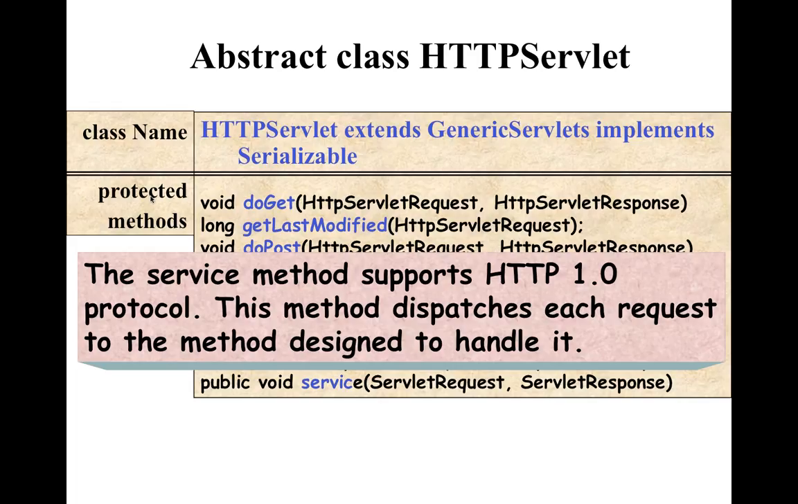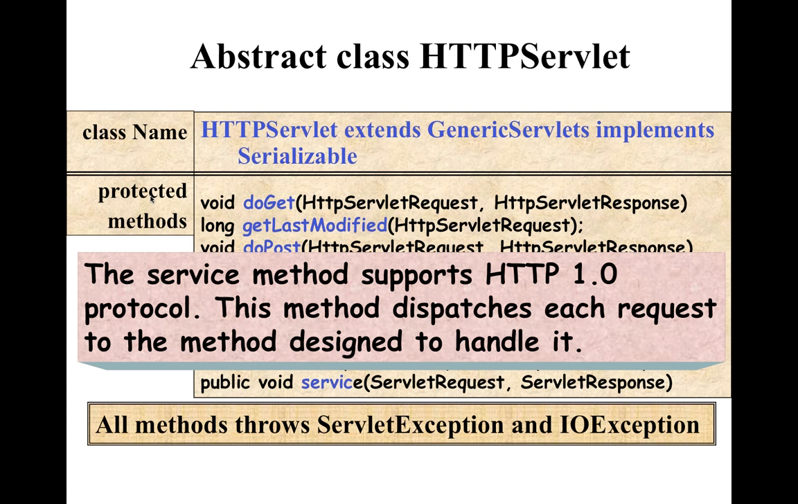The service method supports the HTTP 1.0 protocol. This method dispatches each request to the method designed to handle it. We know that, right? We override the service method and invoke doGet or doPost or whatever. GenericServlet has only the service method, whereas HttpServlet has service and also all these other methods. And one more important thing is all methods throw ServletException and IOException both.